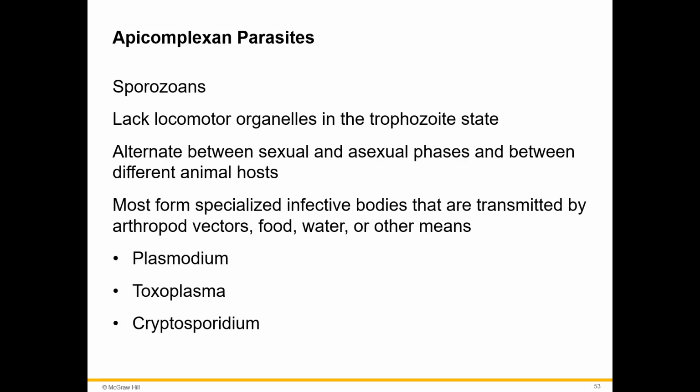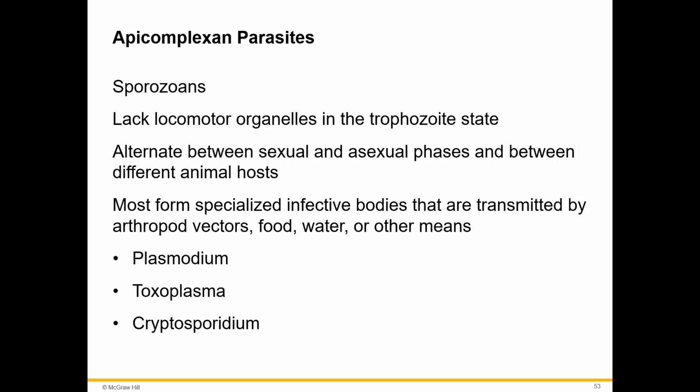Let's go ahead and talk about the apicomplexans. Okay, we're done with the flagellates. Let's move on to the apicomplexans. Okay, and so we have some that we can call sporozoans, and these ones basically lack any form of locomotor structures or organelles when they are in their troph state. And so apicomplexans are just an odd little group. How do they get around if their troph state doesn't have any kind of locomotor appendages or morphology?